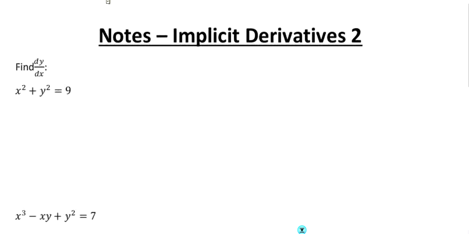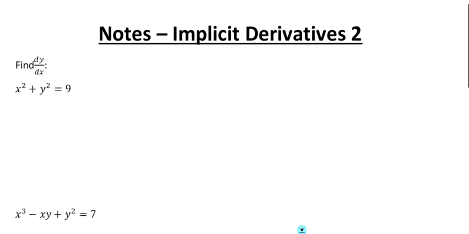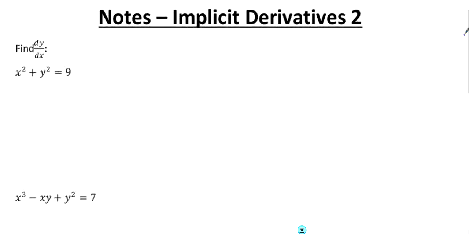Okay, so today we're going to be piggybacking off of our last set of notes on implicit derivatives. Implicit differentiation is basically chain rule. It's when you're taking the derivative with respect to one variable and the variables don't match. So you have to do chain rule.